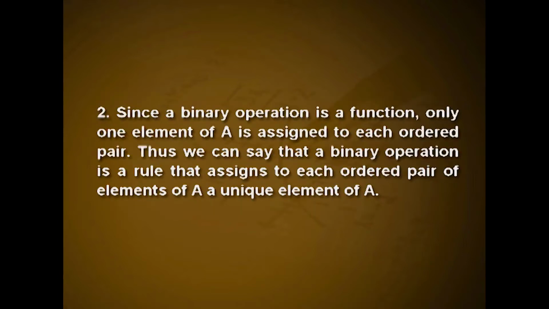Second one, since a binary operation is a function, only one element of A is assigned to each ordered pair. Thus, we can say that a binary operation is a rule that assigns to each ordered pair of elements of set A a unique element of set A. We will see one example.